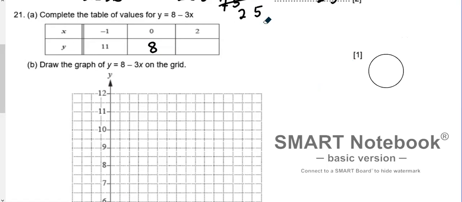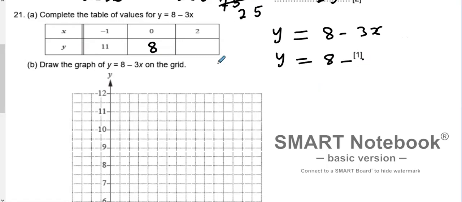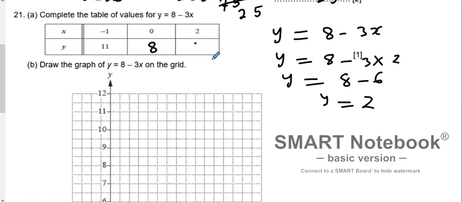And then next is y equals 8 minus 3x. Y equals 8 minus 3 times x is 2. So y will be equal to 8 minus 6. Y will be equal to 2. So this is 2.